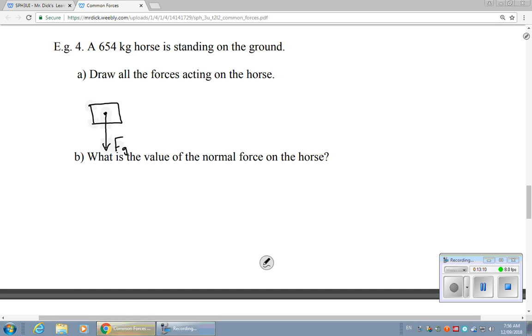And I also know, though, if it's not moving through the ground, despite all that force pulling it down, there must be some force counteracting that. And so that's where this new normal force comes in, which I'll label Fn.